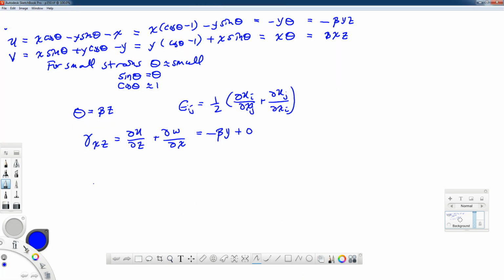And likewise, gamma yz is equal to the partial of v with respect to z plus the partial derivative of w with respect to y. Now the partial of v with respect to z is based on this term, that would be a beta x, and then w is 0, so we get no contribution there.